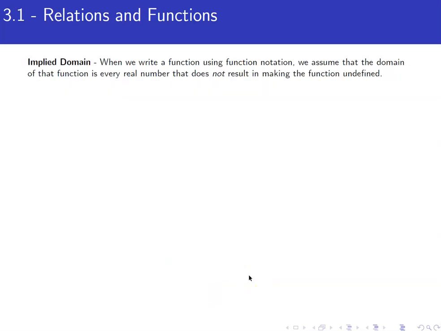We talked about domain and range for relations. Let's talk about domain for functions right now. Remember, domain is the set of things that are the first coordinates, or the x coordinates. So for functions, what are we allowed to put in for x to make sure that we get something out that's defined, something that is a real number?